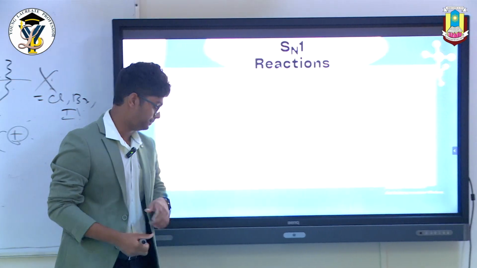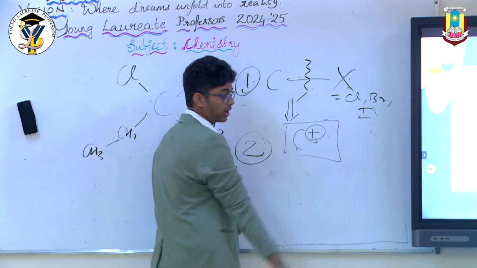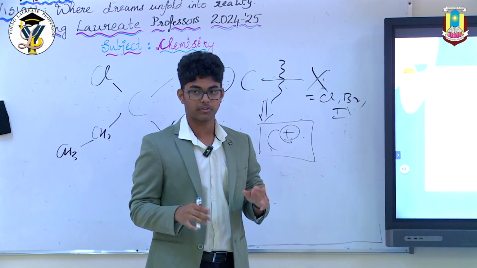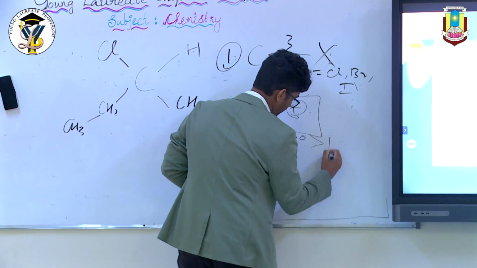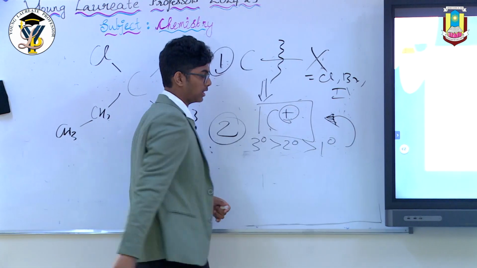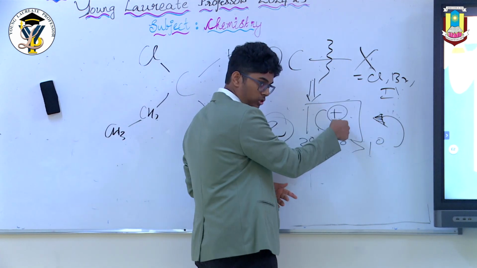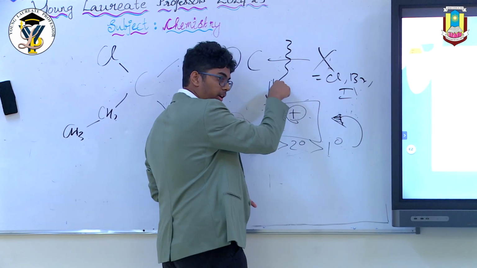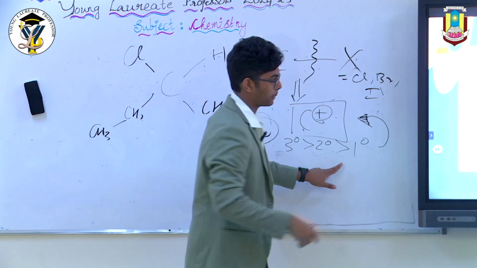So we saw that in the first step, it involves the formation of a carbocation. And we all have learned in 11th standard that the order of carbocation stability is 3 degree is greater than 2 degree is greater than 1 degree. Now the same order follows for SN1 as well, because SN1 involves the formation of carbocation. So the priority order for SN1 reaction is 3 degree, then 2 degree, then 1 degree.